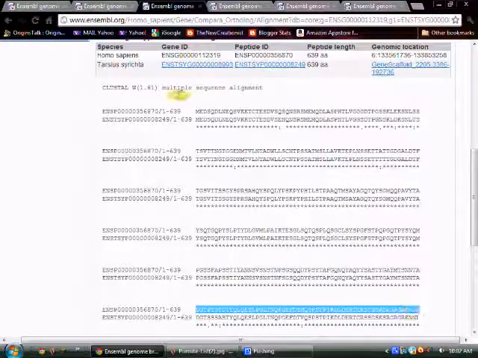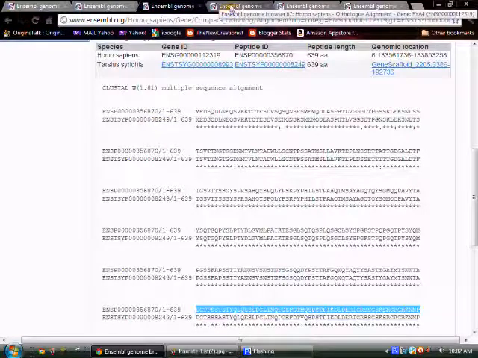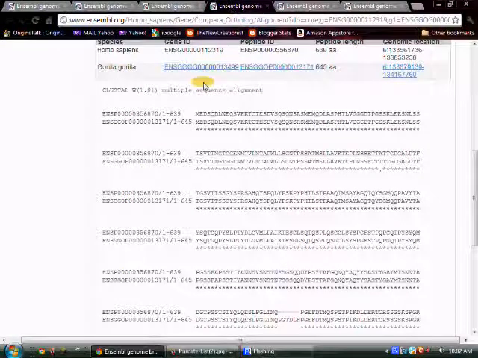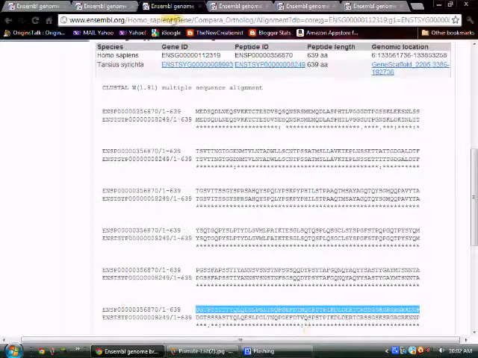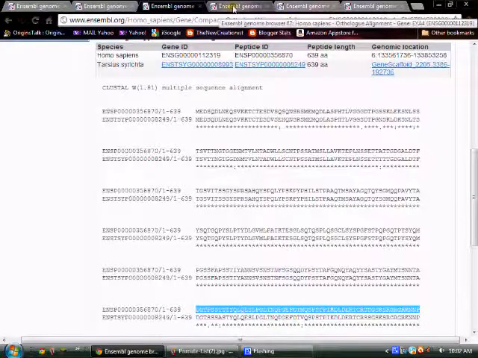for tarsier. And the reason this is interesting is because when you go to look at gorilla, you see a 6 amino acid insertion in this same region, PGT-DLH, which is inserted into this section here of the amino acid sequence for the protein.